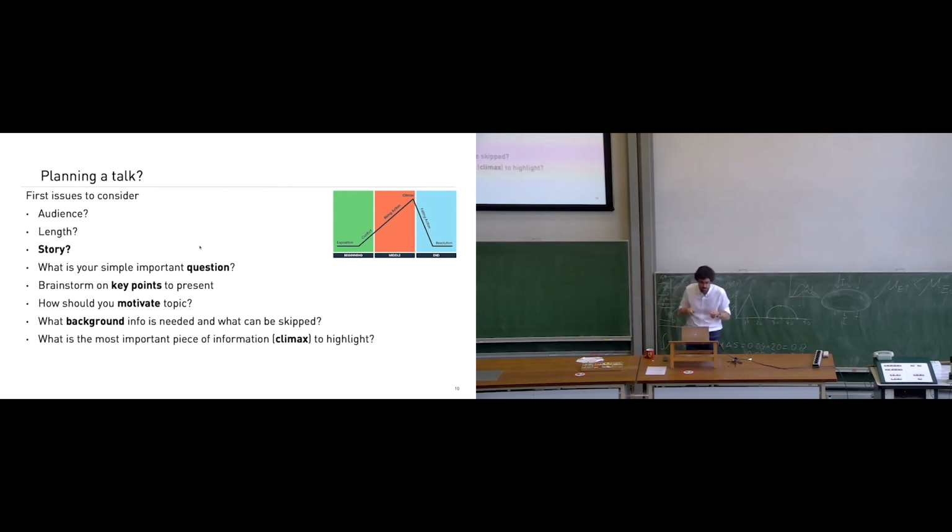And what's the most important piece of information? The climax. I call it the wow slide. When you arrive, say, this is my main result. With this, we make the emotion car 10 seconds faster per lap. Right? Make sense? Any questions so far?